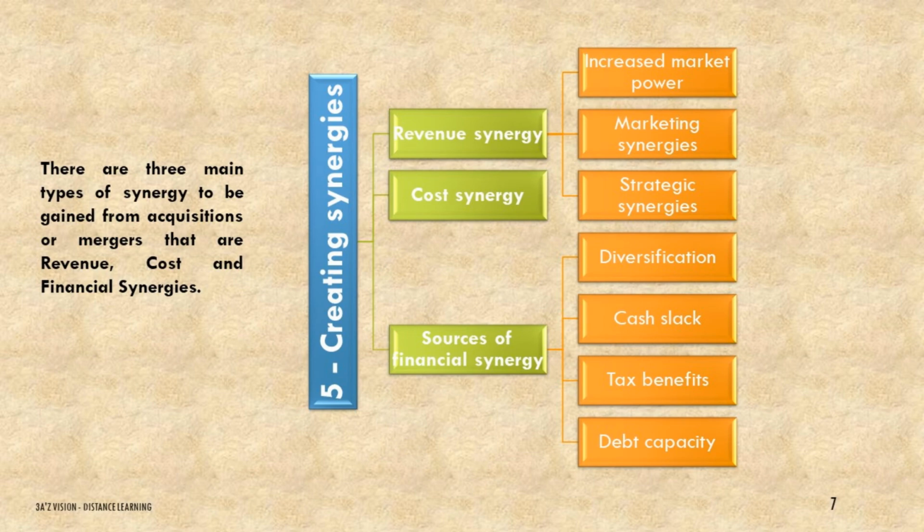Creating synergies. There are 3 main types of synergy to be gained from acquisitions or mergers: revenue, cost, and financial synergies. Here we explore these 3 types of synergies. Firstly, the revenue synergy, which includes increased market power, marketing synergies and strategic synergies. And secondly, the cost synergy. Whereas the third one is sources of financial synergy, that includes diversification, cash slack, tax benefits, and debt capacity.